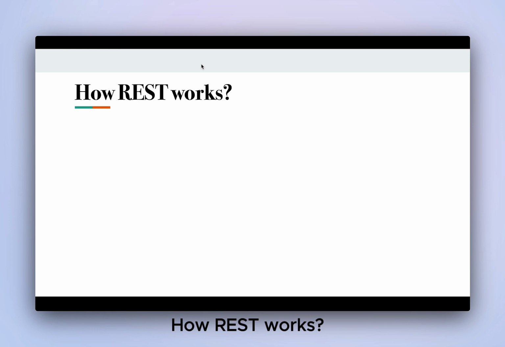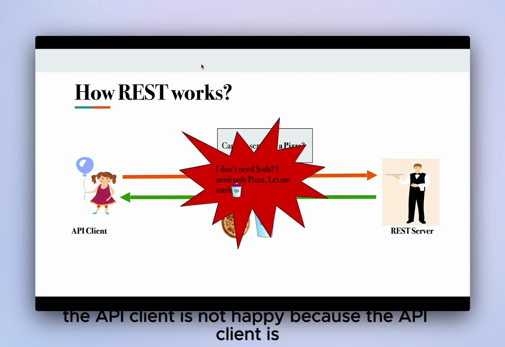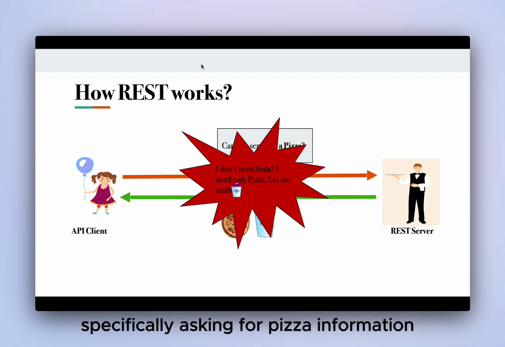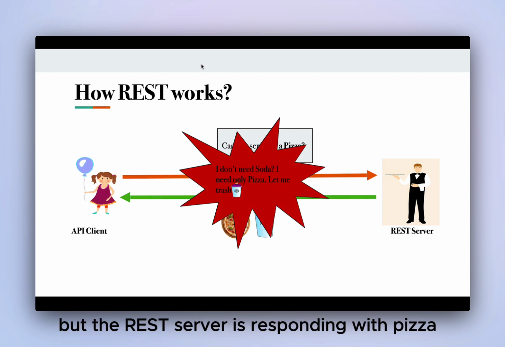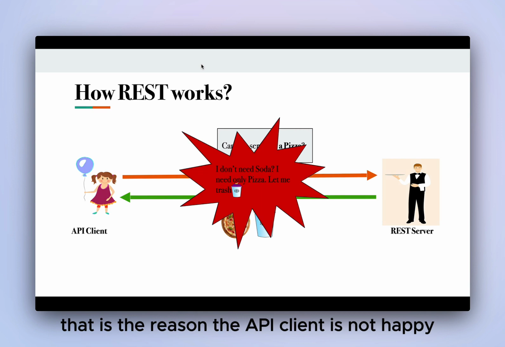How REST works. In this use case, an API client is making an API call to get the pizza information. The REST server is serving pizza along with soda information. The API client is not happy because it is specifically asking for pizza information, but the REST server is responding with pizza along with soda information. That is the reason the API client is not happy.